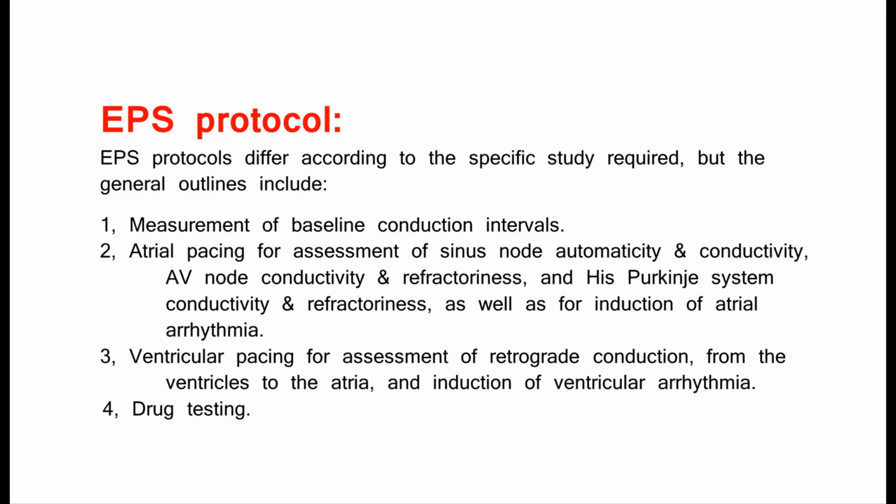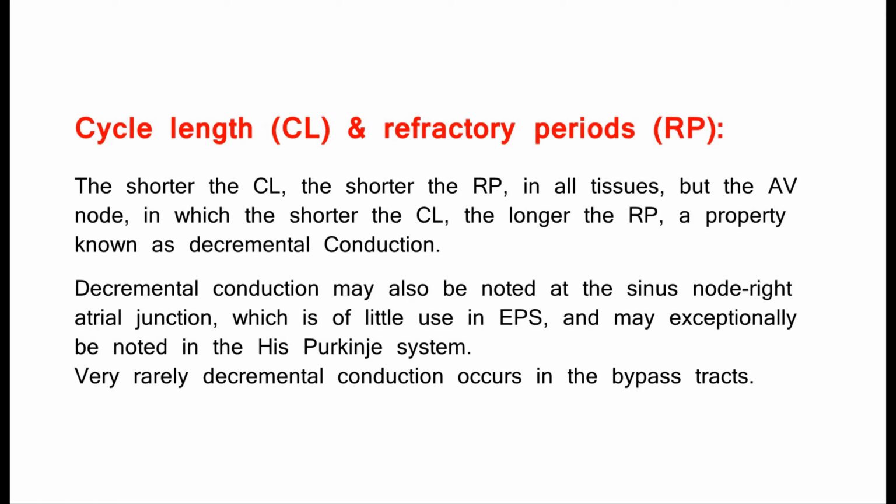4. Drug testing. Cycle length, CL, and refractory periods, RP. The shorter the CL, the shorter the RP, in all tissues, but the AV node, in which the shorter the CL, the longer the RP, a property known as decremental conduction.